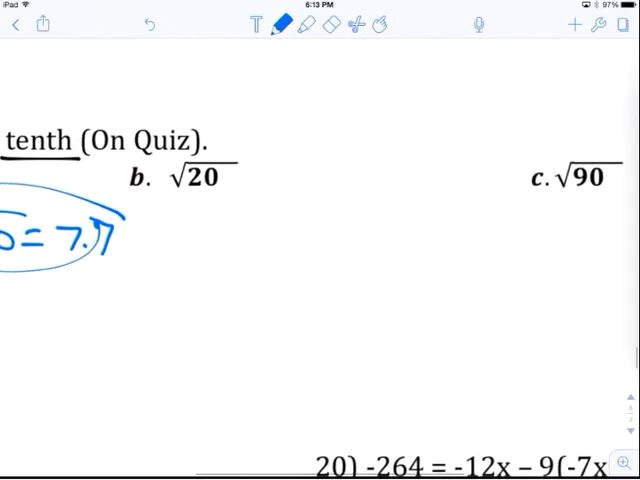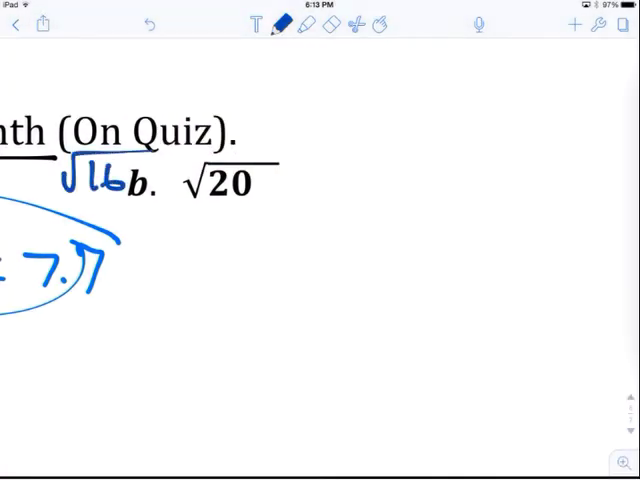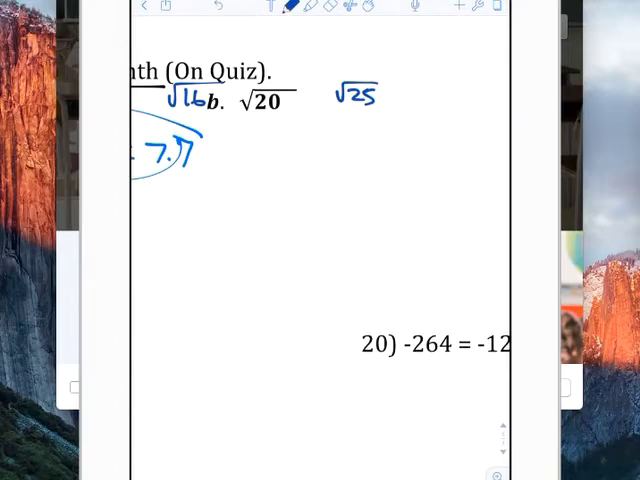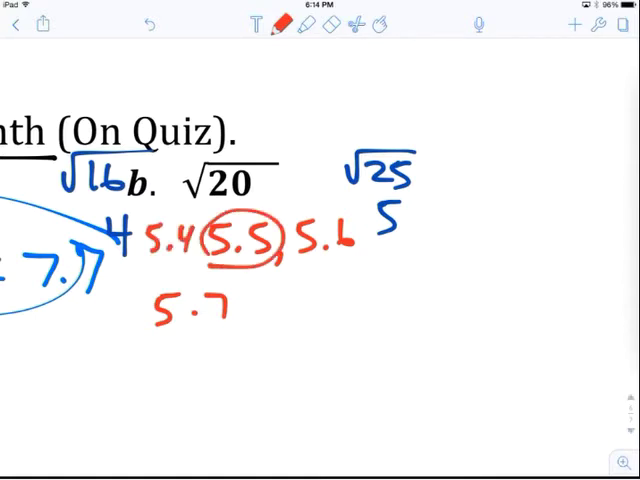20 is between the square root of 16 and the square root of 25. Smack in the middle. So I'll choose 5.5. I mean 4.5. I'm choosing from 4 to 5. It won't be more than that. It'll be 4.5, 4.6, or 4.4. I'm going to start with 4.5.